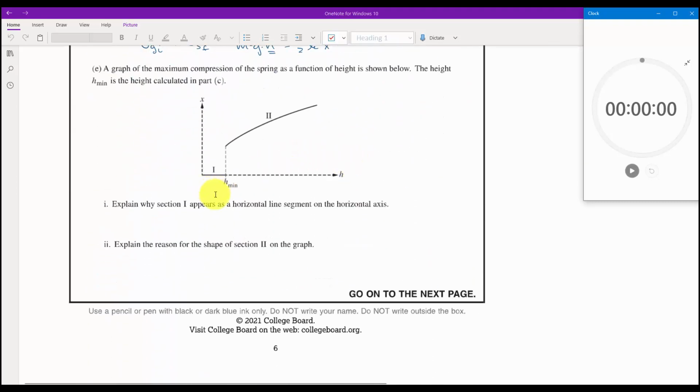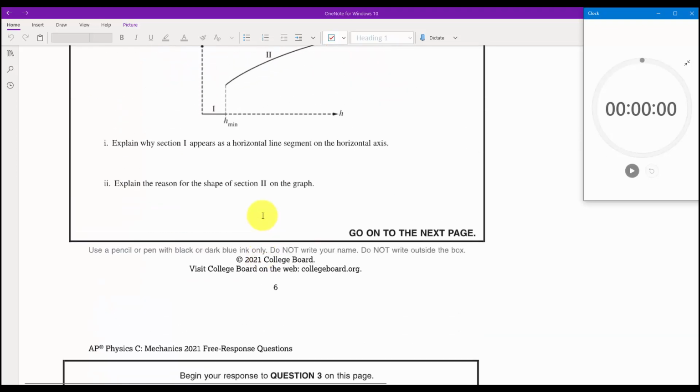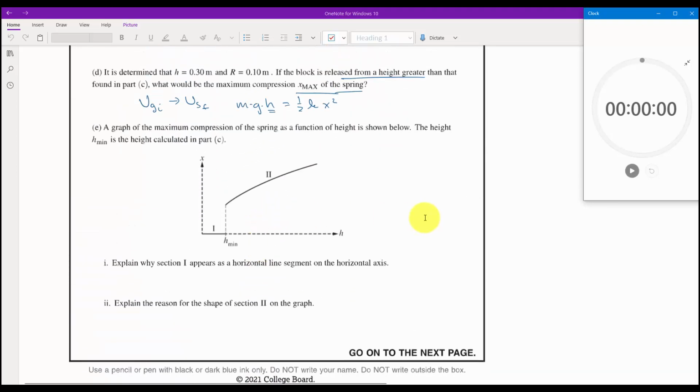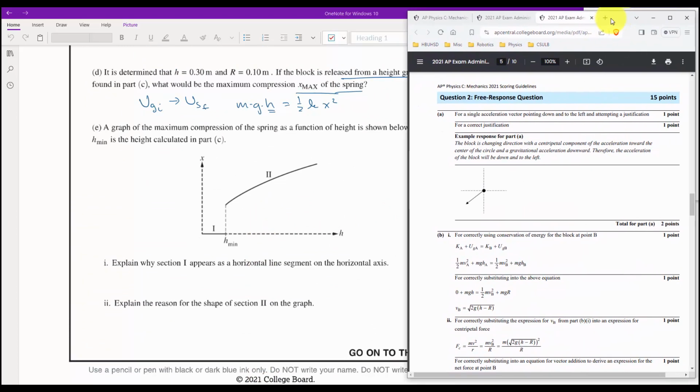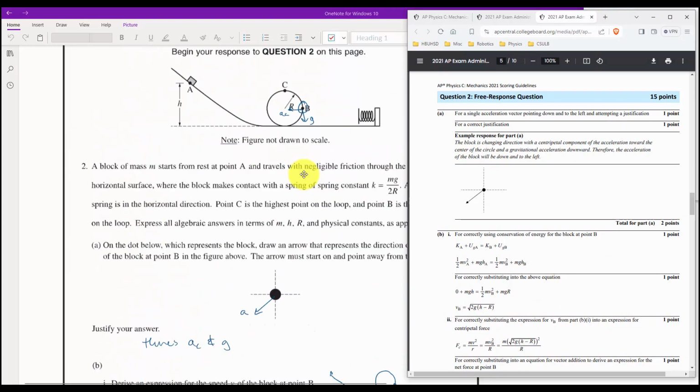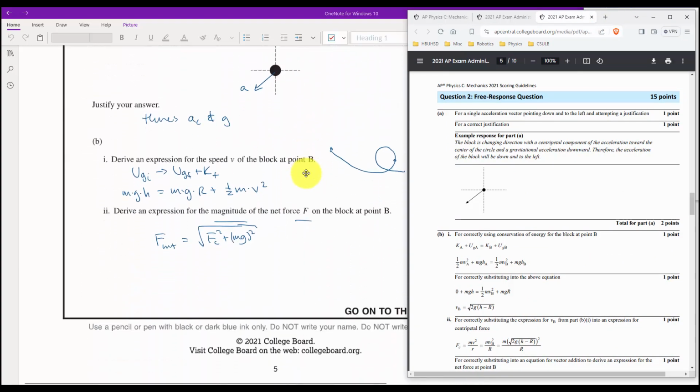Then it's asking, why is there a flat segment? We can talk about that. And then on to problem 3. Problem 3 is not fun. Anyways, let's go ahead and take a look at some scoring guidelines for this problem and see what we got. See if we got any points here.